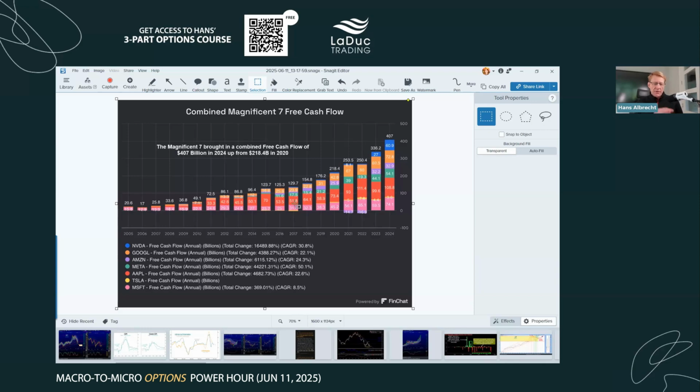So let me, oh, you're showing the cash flow. Yes, I am, just because you are very focused on this, so I'm doing it for you. Basically, the Mag 7 brought in a combined free cash flow of 407 billion in 2024, up from 218 billion in 2020. So you can see the trend is very much higher.